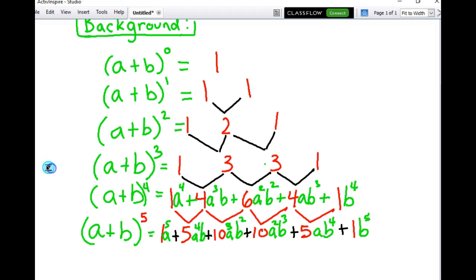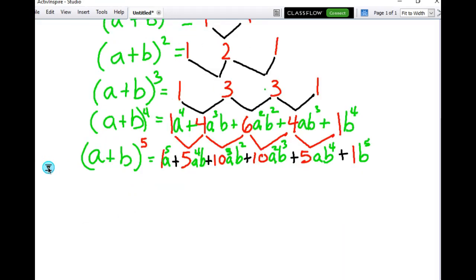Let me scroll down here. Maybe I'll make a list of our takeaways here. And in fact, I'm going to say that there's 3 takeaways. Takeaways for this background for our proof.